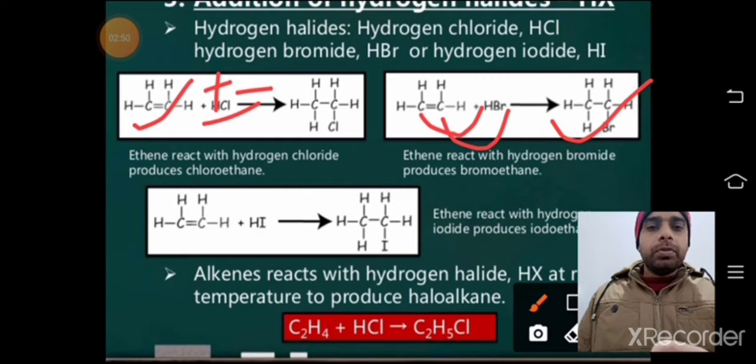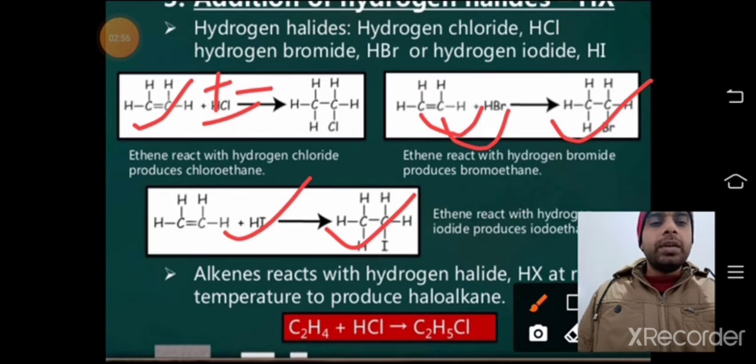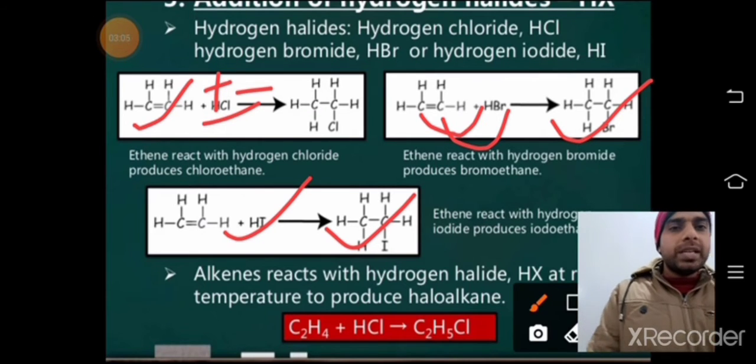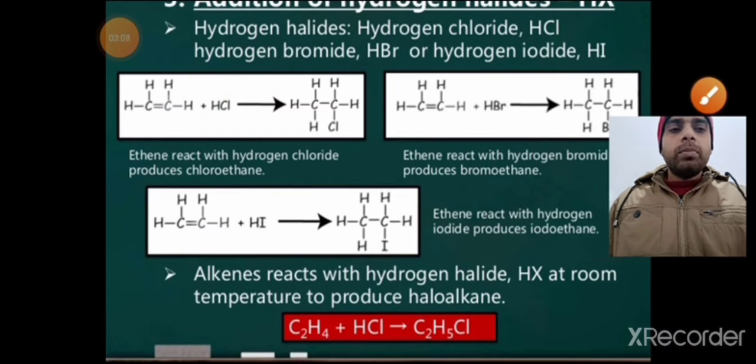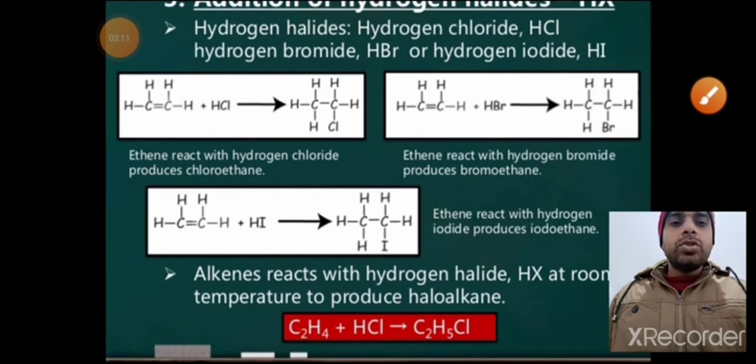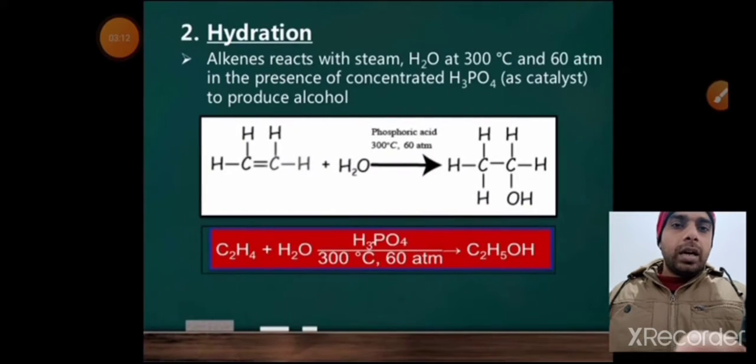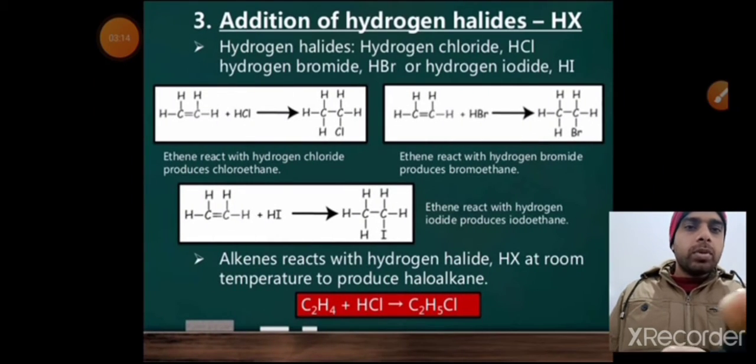Okay, if you add hydrogen iodide, no problem with that one, you will get the similar product. But the problem would come in the unsymmetrical alkenes. Here, what is the meaning of symmetrical alkenes? Symmetrical alkene means that an equal number of hydrogens is placed there. If I am talking about the double bond, on the left hand side one carbon is there, and on the right hand side one carbon is there.